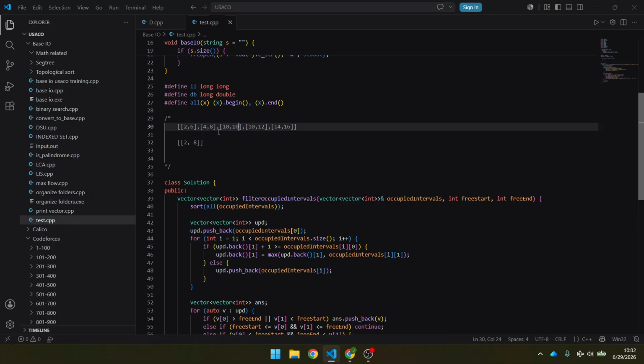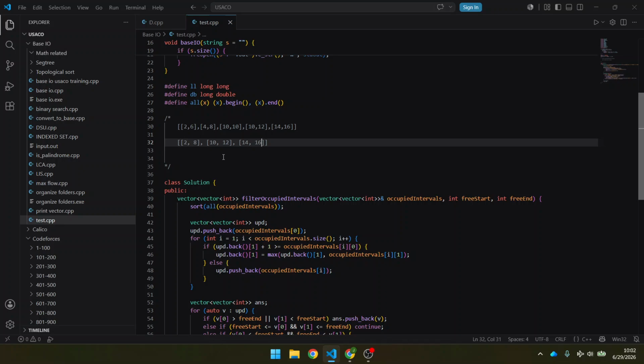Now we get to 10, 10. Since 10, 10 is not intersecting with 2, 8, we can add 10, 10 over here. Okay. 10, 12. 10, 12 has an intersection with 10, 10. So we can change this to 12. And then 14, 16 will go last.